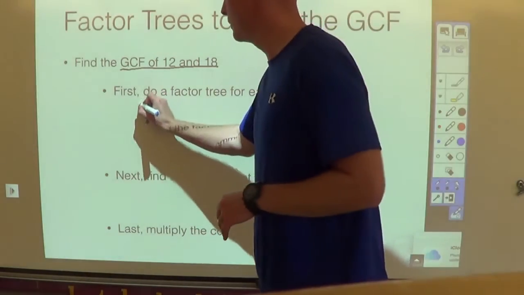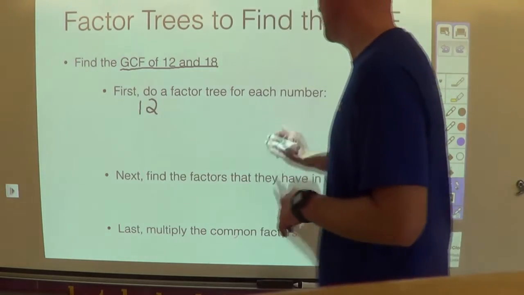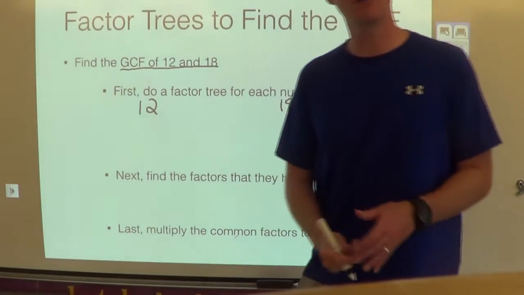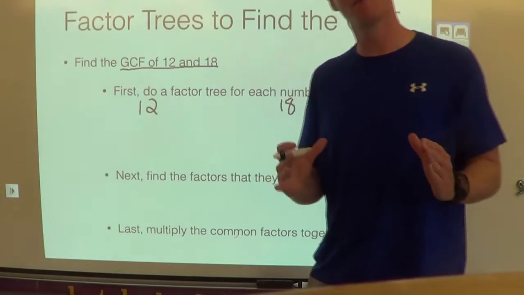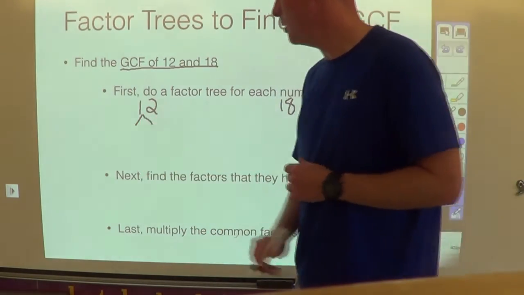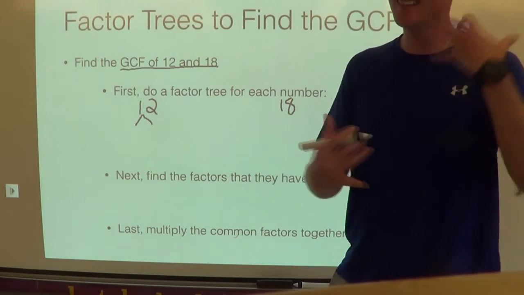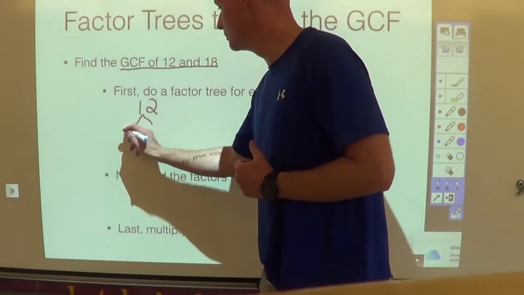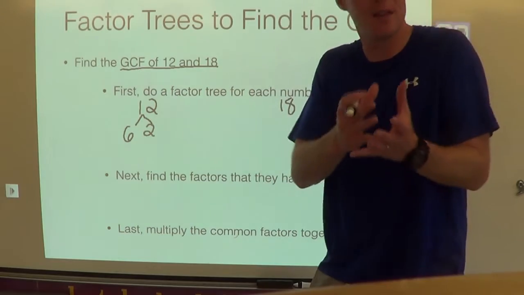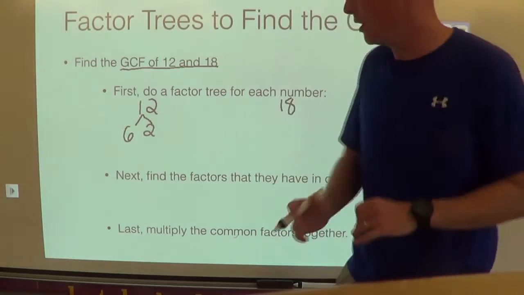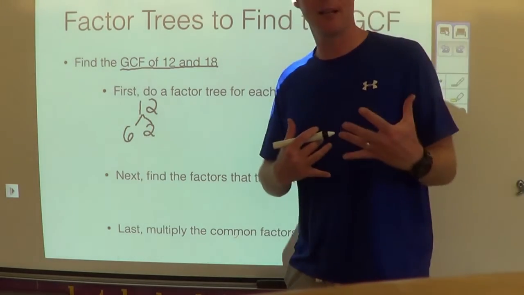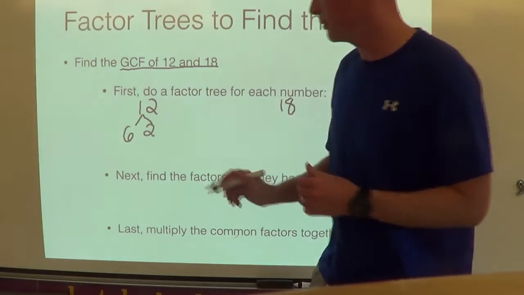So I'm going to take 12 and 18. Okay, 12. Again, with a factor tree, you're just thinking, are there 2 numbers that I can multiply to get that number? 12, hopefully you thought 6 and 2. Now, if you did say 4 and 3, that would be okay. You're going to get the same result. So now I go to my 6. Are there 2 numbers that I can multiply to get 6? There are, 3 and 2.